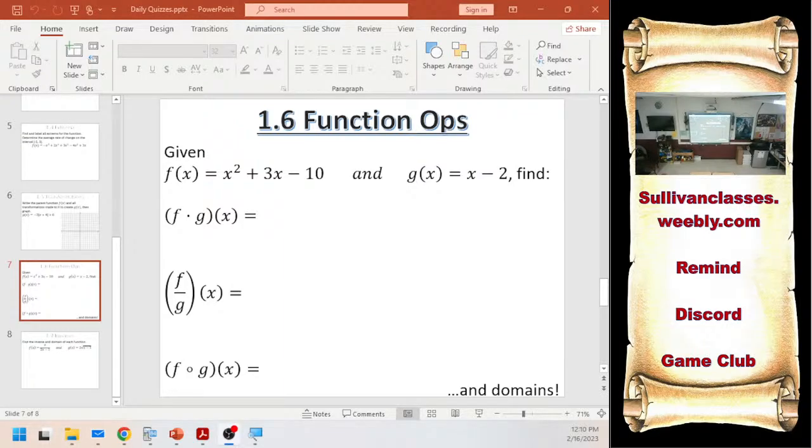Okay, when you're doing this, double check too, down at the bottom right, and their domains. F times G, F divided by G, F of G.